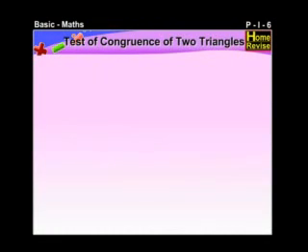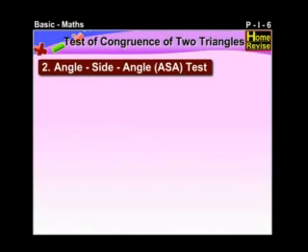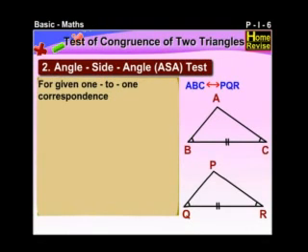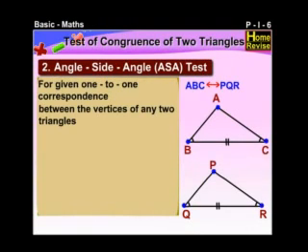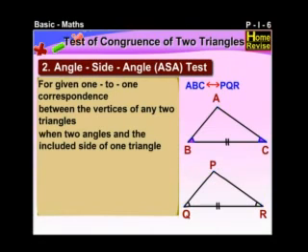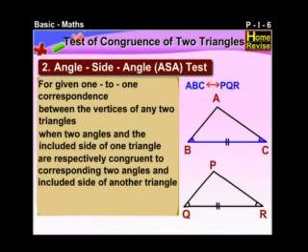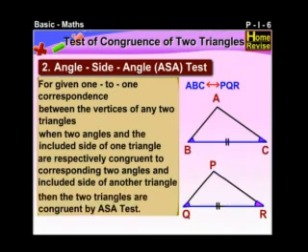Now second test, that is angle side angle test. According to this test, for a given one-to-one correspondence between the vertices of any two triangles, when two angles and the included side of one triangle are respectively congruent to corresponding two angles and the included side of the another triangle, then the two triangles are congruent by angle side angle test.